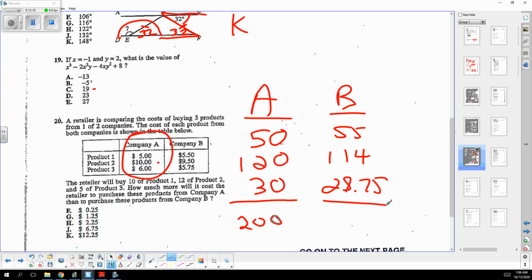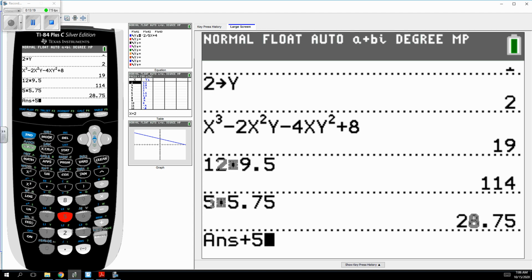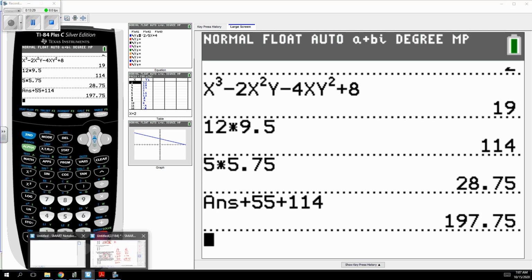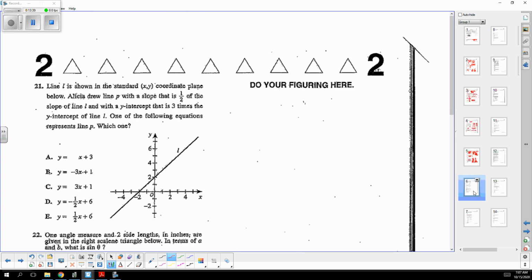I'm going to need a calculator some more. Plus 55 plus 114. And the total is 197.75. And this is more by $2.25. I subtract them.